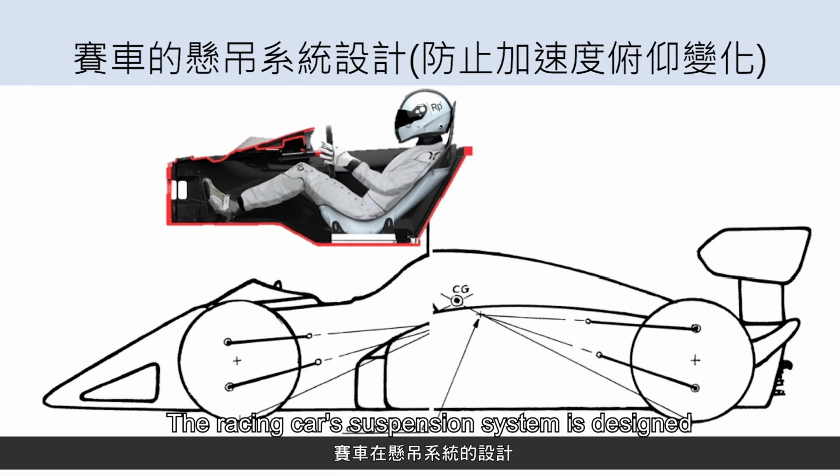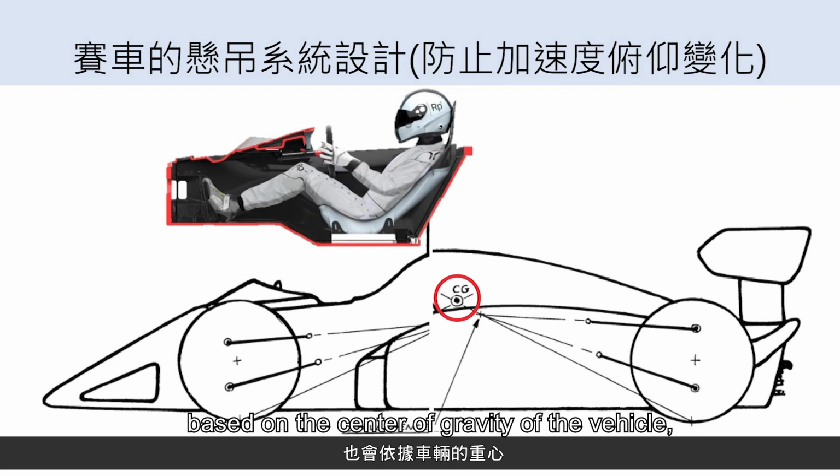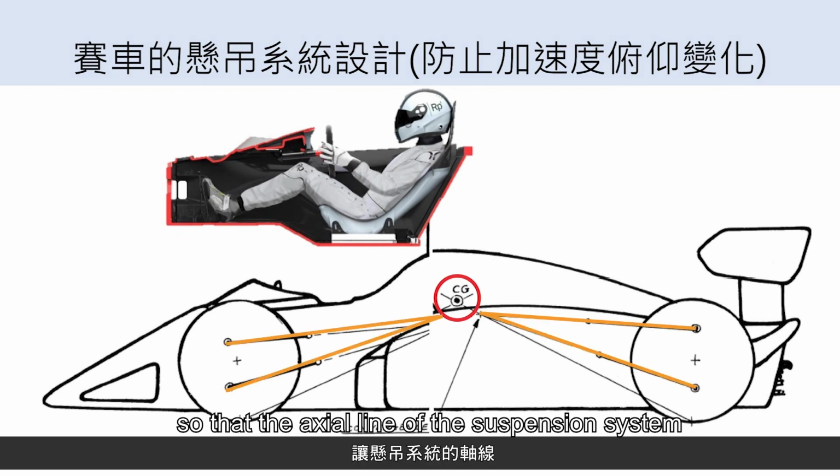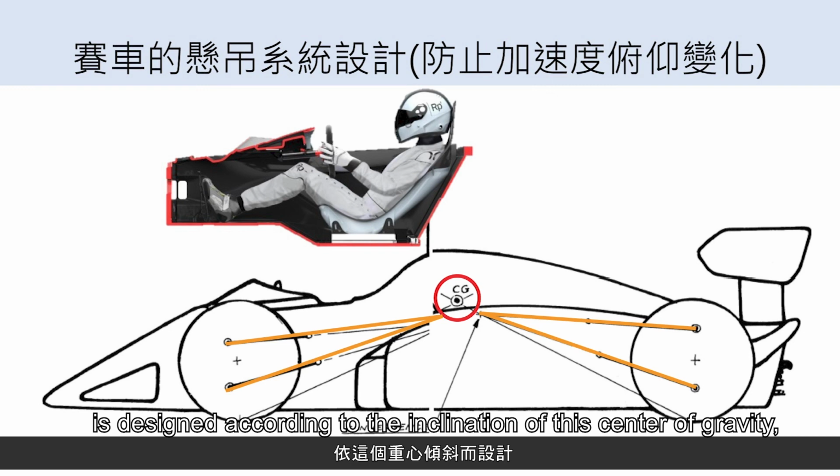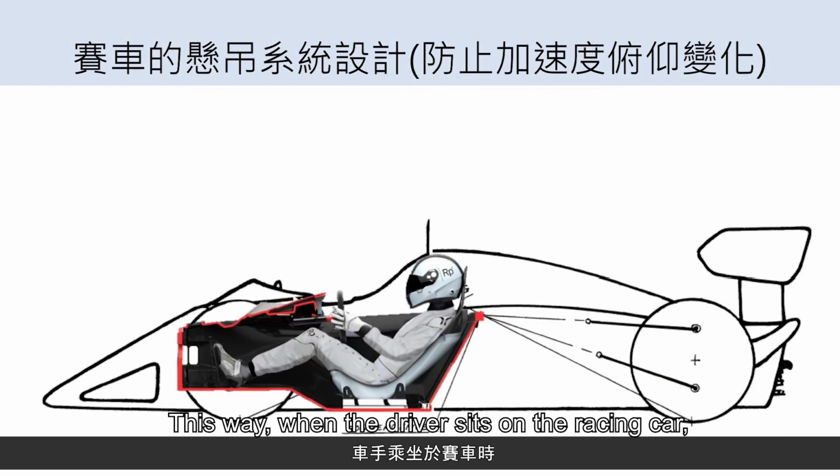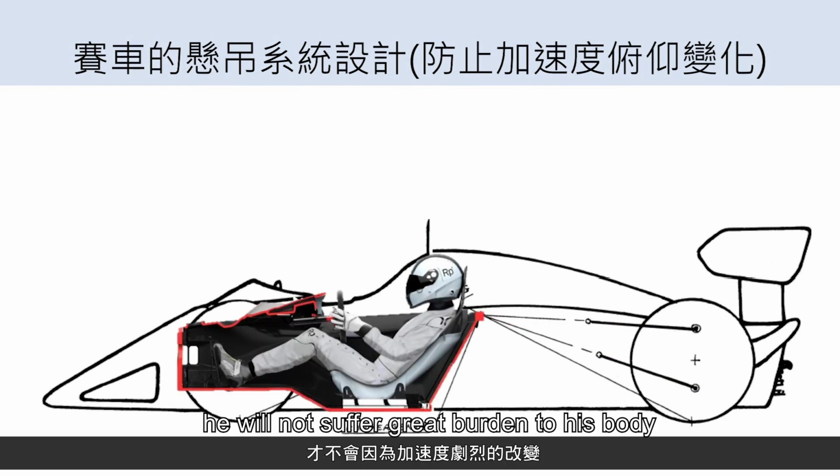The racing car's suspension system is designed based on the center of gravity of the vehicle, so that the axle line of the suspension system is designed according to the inclination of the center of gravity. This way, when the driver sits on the racing car, he will not suffer great burden to his body because of the drastic change of acceleration.